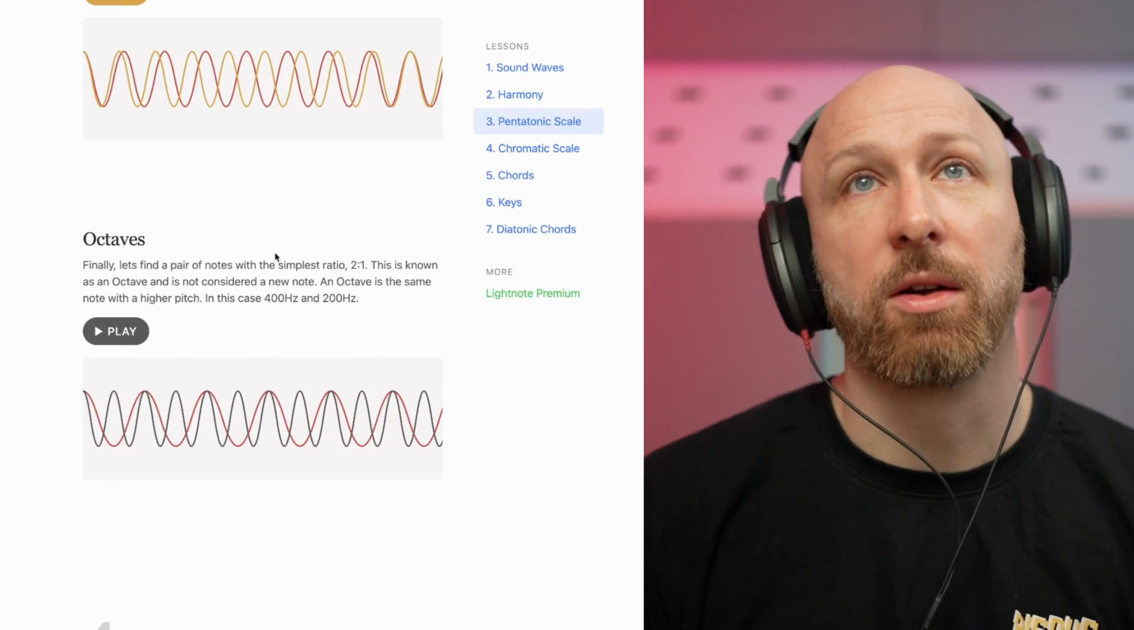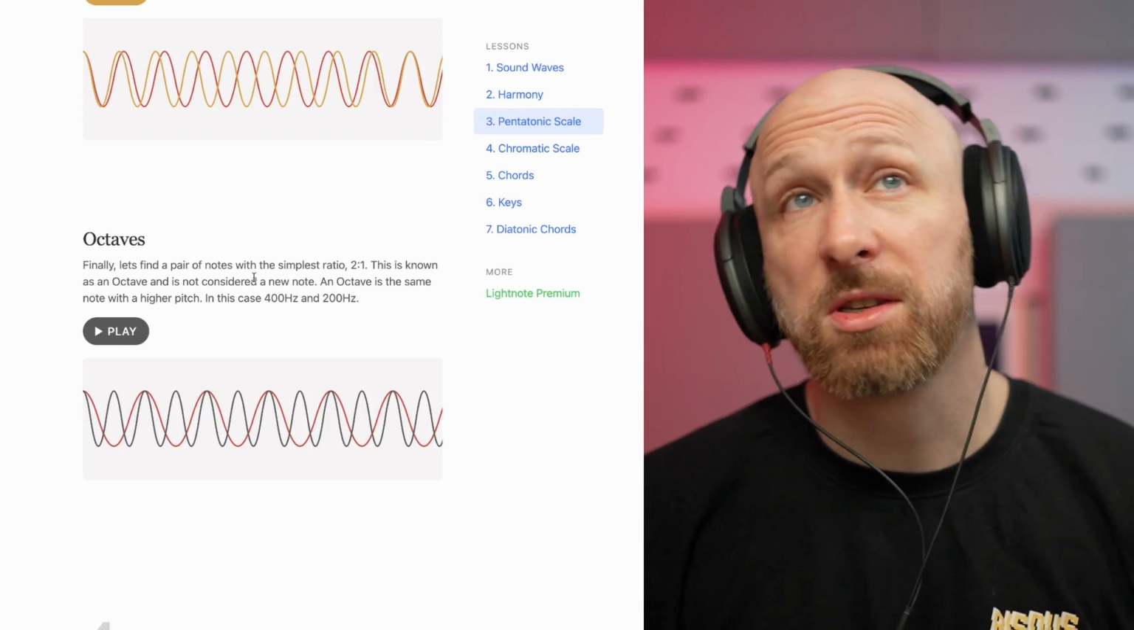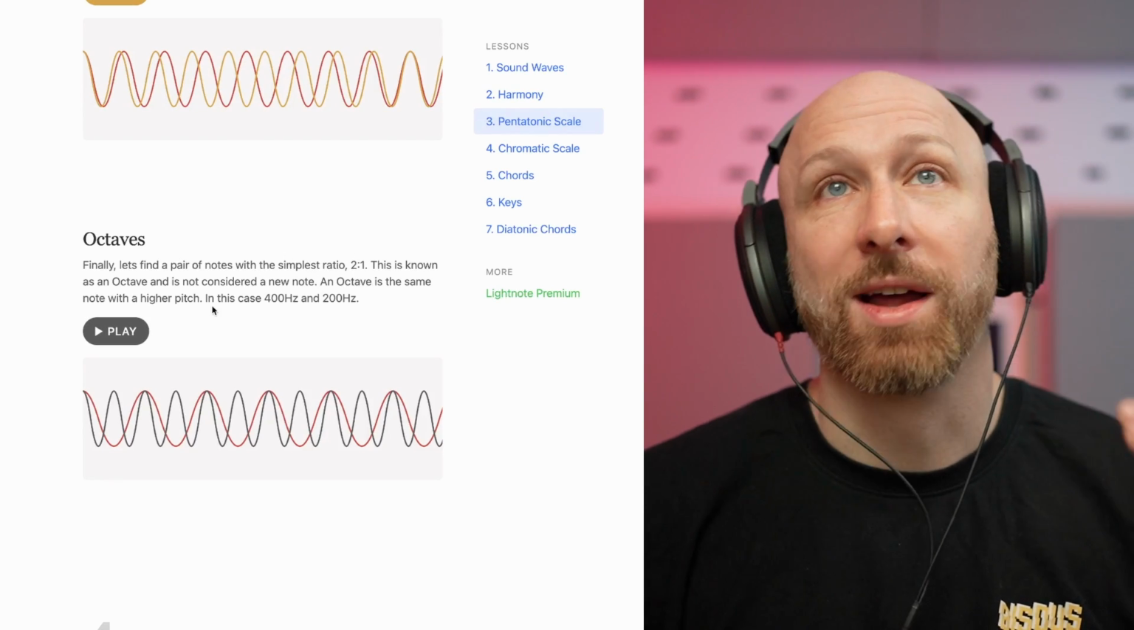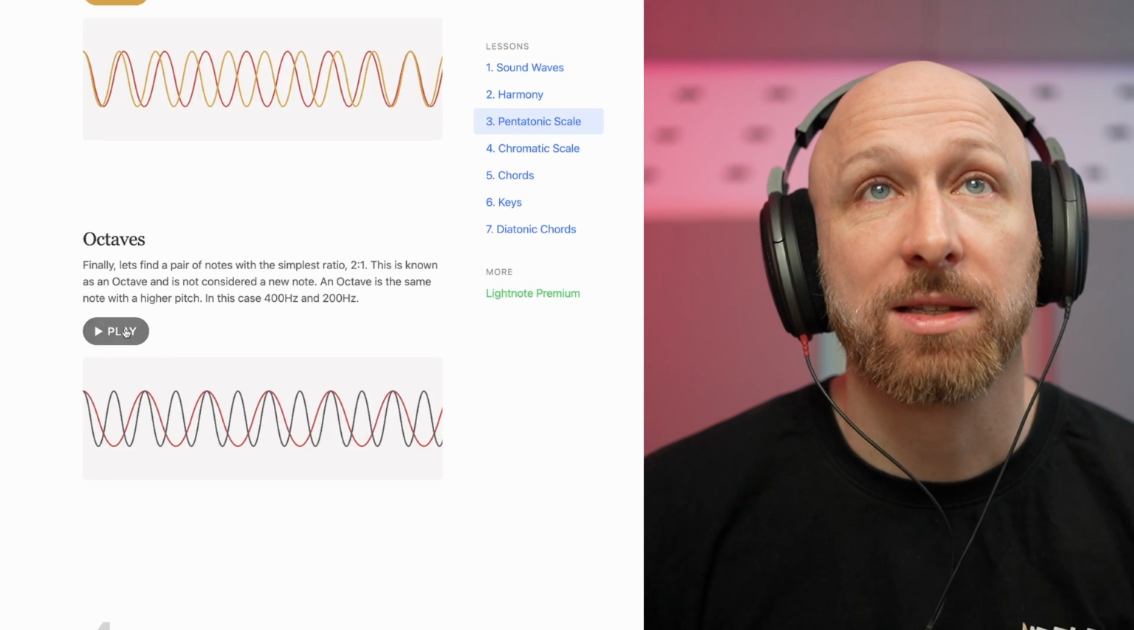Finally, let's find a pair of notes with the simplest ratio, 2:1, and this is known as the octave. Octave is the same note with a higher pitch, so like basically just double, right?